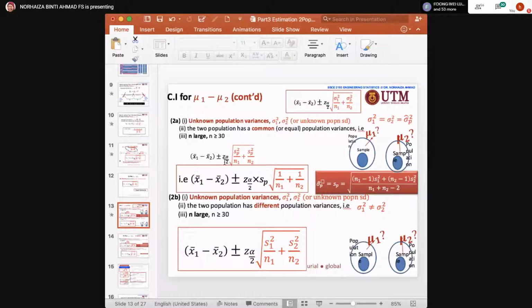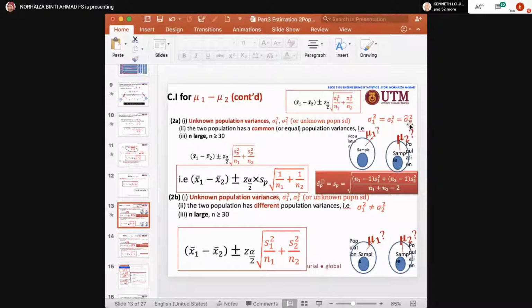But for two population variance, there are situations, because there are two populations here. So there's an additional condition that you need to check. Number one, beside the sample size, is this: if you do not know the population variance, then there is a possibility that the two variances are the same.